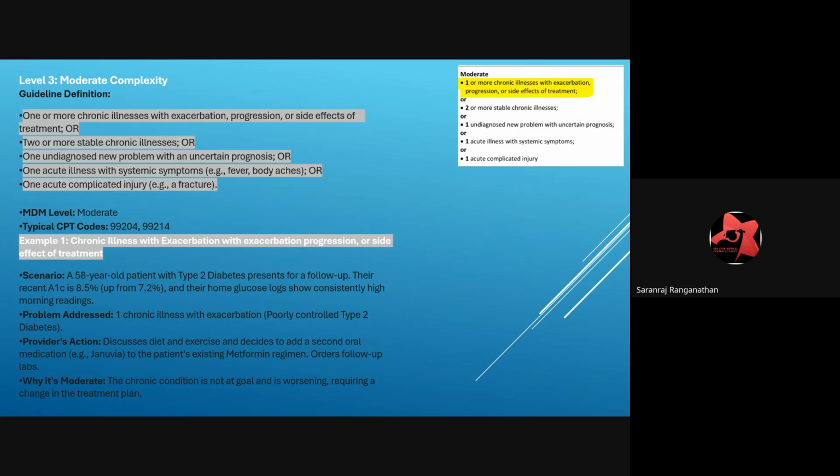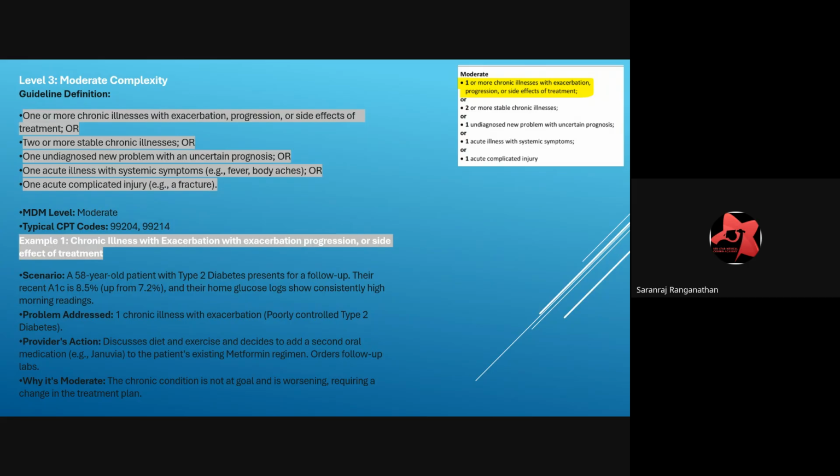When I say one or more chronic illness, we have already seen hypertension. We'll take one more chronic illness, diabetes mellitus. When it is at the proper level, it is well and good. When I say exacerbation, it means it is not under control, it keeps on growing, keeps on increasing. That is called exacerbation. Progression, yes, the level keeps on worsening. Because of that, what happens? What are the side effects? You may get polyuria, thirst, anxiety, fatigue. So many different signs and symptoms you may get. So when you encounter other side effects because of the particular chronic illness, all of these together we can consider for the moderate level.